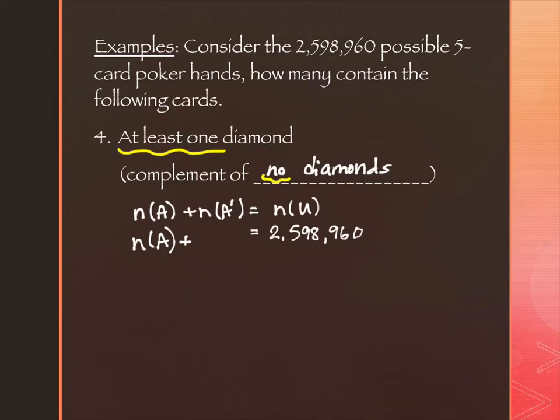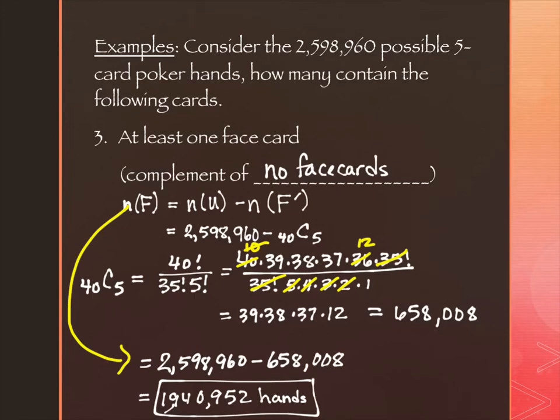How many diamonds are there? 13. So how many cards are not diamonds? 39. 52 minus 13, or you could say 13 hearts, 13 clubs, 13 spades, add them up. It's 39 cards, and I'm going to choose 5 of them for my 5-card hand that are not diamonds. So we will do 39C5. Now, 39C5 is going to be really close to 40C5. It should be a little smaller, but pretty close, in the same ballpark.